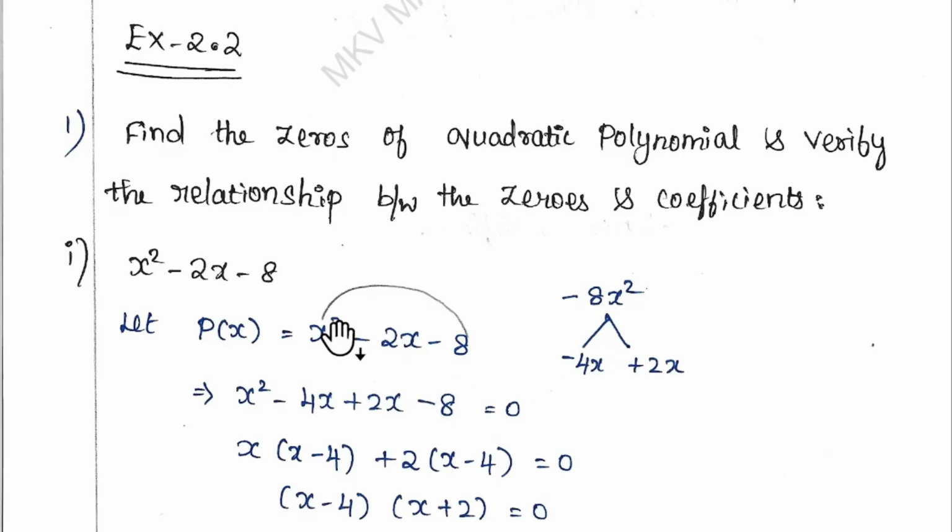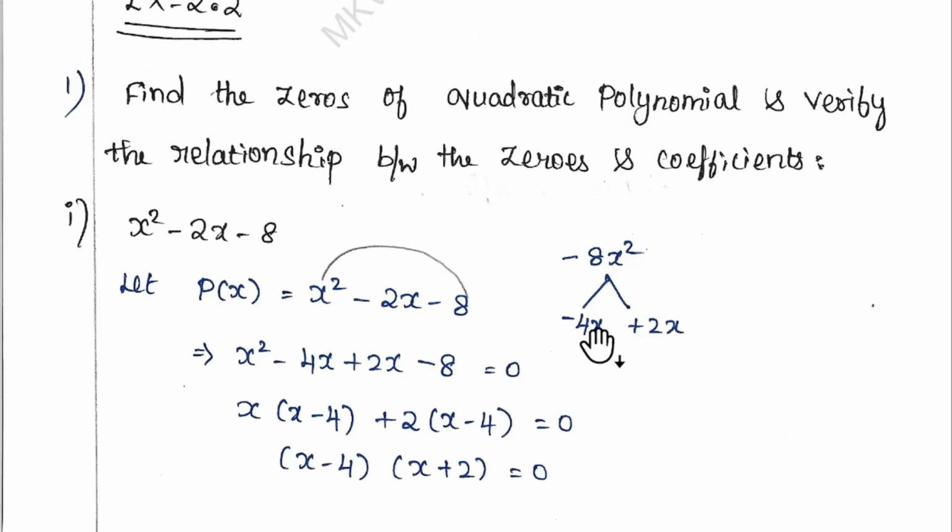When I add, always remember, if the middle term has a negative sign, the greater number should also have the negative sign. So minus 4 plus 2 will give me minus 2x, right? When I add, I'm getting minus 2x, and when I multiply, I get minus 8x squared. So I am splitting using minus 4 and 2. Just replace the middle term by minus 4x plus 2x minus 8.